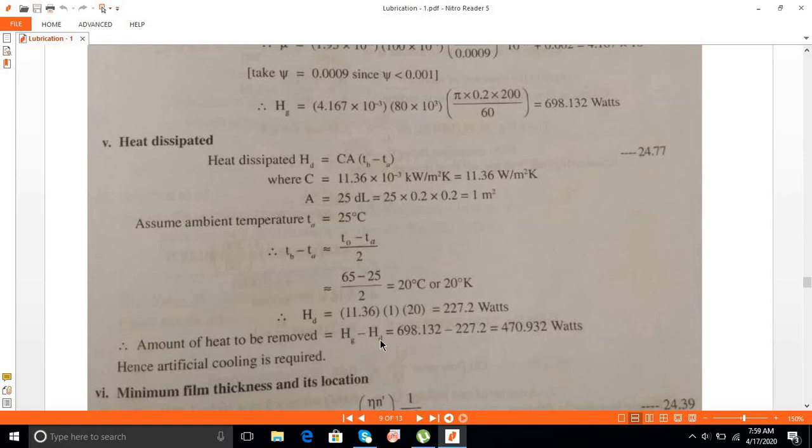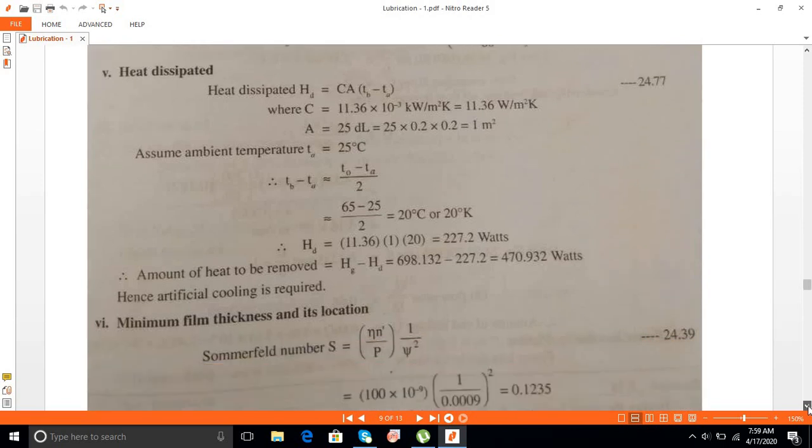The difference between these two is the heat which is removed. So Hg minus Hd is 470. That means only a small portion of the heat is being dissipated, whereas there is much more heat to be removed, hence artificial cooling is required.